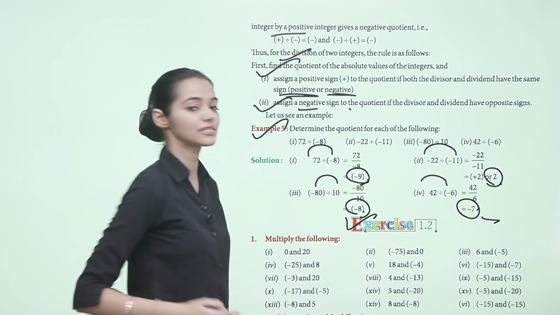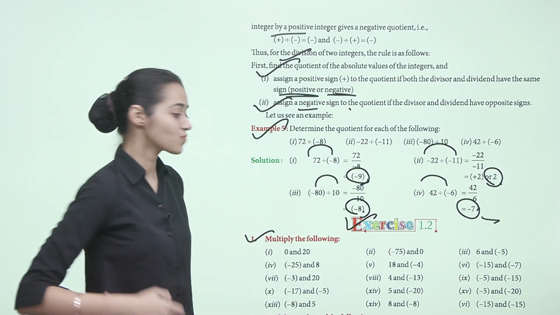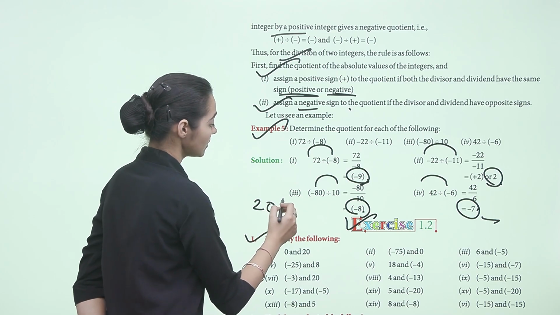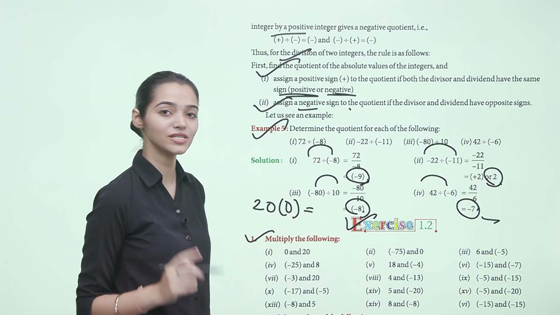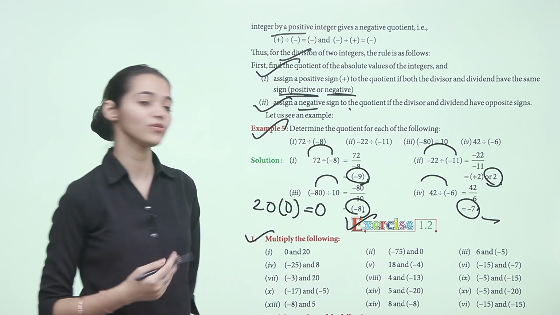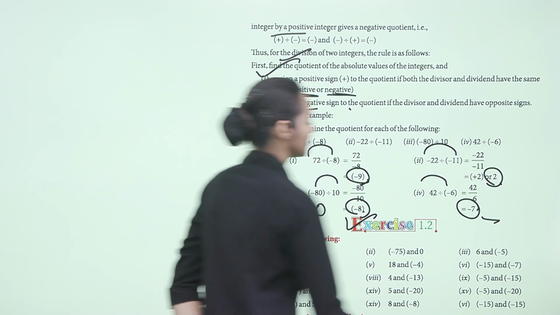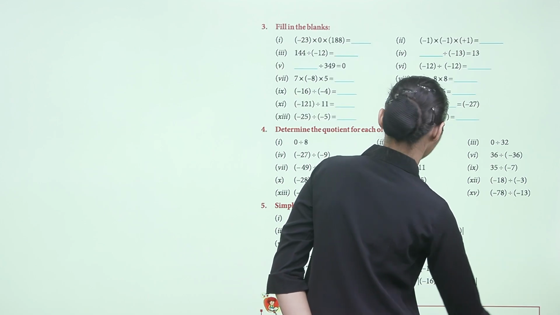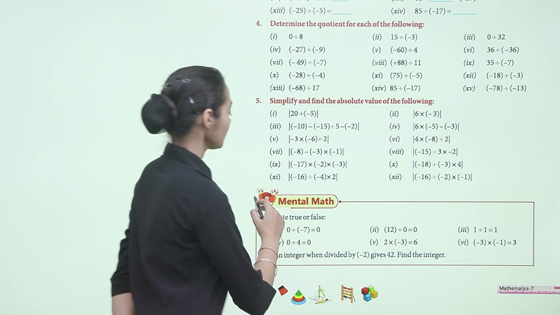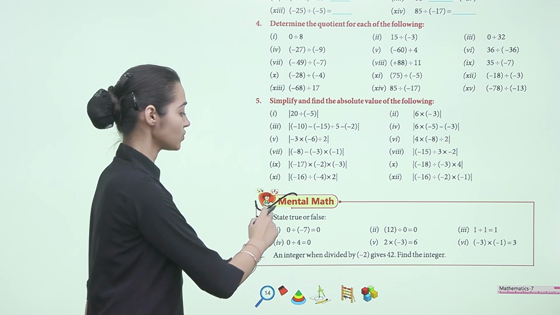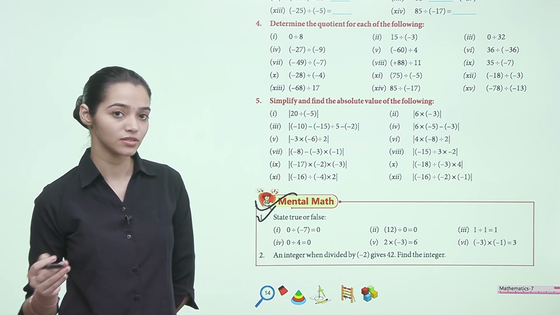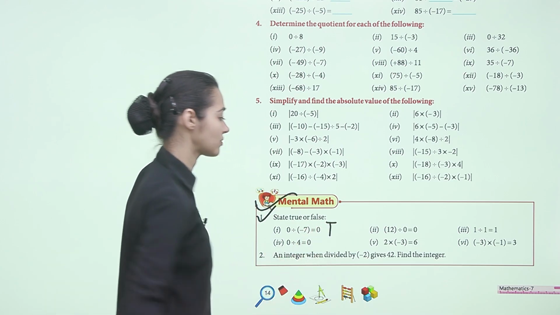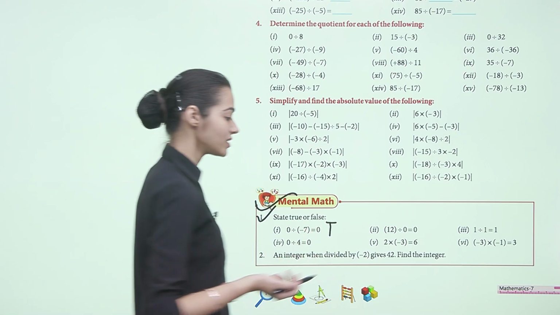Now let's start with exercise 1.2. In the first part, we have to multiply the following: 20 and 0. So when we multiply 20 by 0, what do we get? Very good, that is 0. That's how you can complete the remaining ones. Now let's look at the mental maths. Here in the first one, we have to state true or false. 0 divided by minus 7 is 0. Yes, it's a true statement. That's how you can complete the remaining ones.